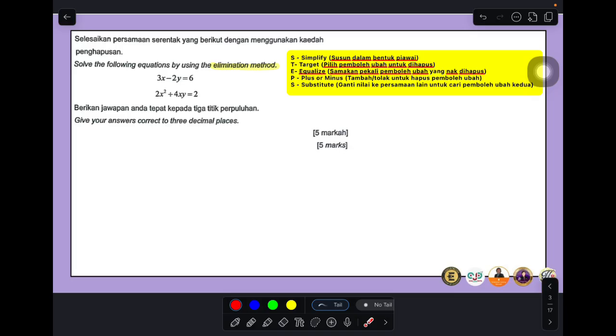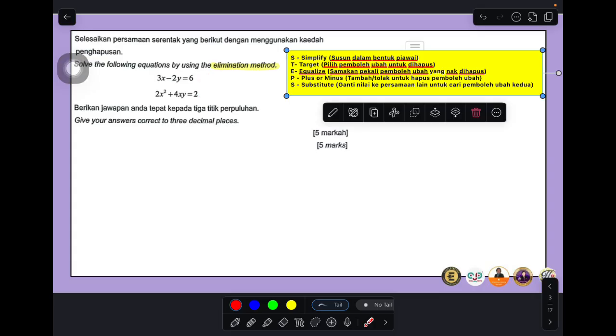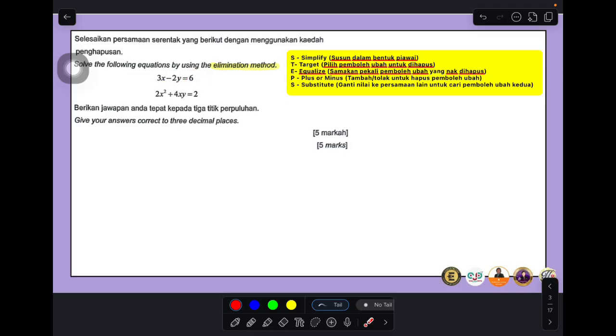Okay, so kadang-kadang ada murid yang selalu risau, kata susah nak buat kaedah penghapusan, right? So if you want to do the elimination method for a system of linear equations, make sure you follow these steps, the STEPS acronym. The S stands for simplify. How to simplify? Make sure both equations are arranged in the general form, not bentuk piawai, but bentuk am, that is ax plus by plus c.